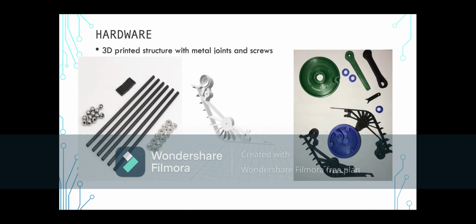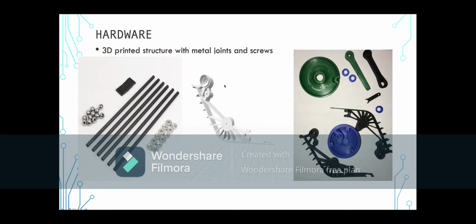3D printed structure, which was borrowed from someone else's project. Here on the right, you see a couple of 3D printed parts that were discarded due to defects and couldn't be used.